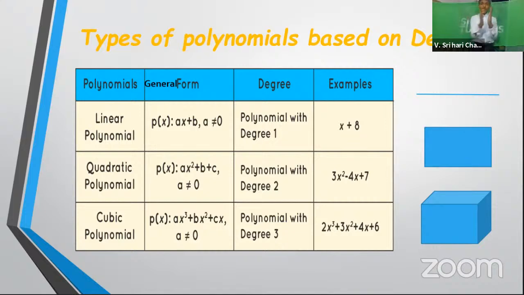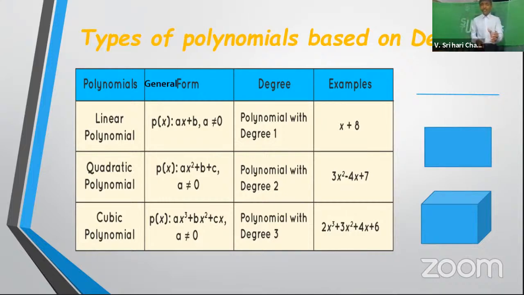Here they mentioned only that a should be not equal to 0. But what if b and c are equal to 0? Let's see. In the quadratic ax square plus bx plus c, a is not equal to 0. Let's put b and c equal to 0. Then we are left with only one term, that is ax square. Even though b and c are equal to 0, that one term makes a quadratic polynomial. Yes or no? Am I right? Yes.